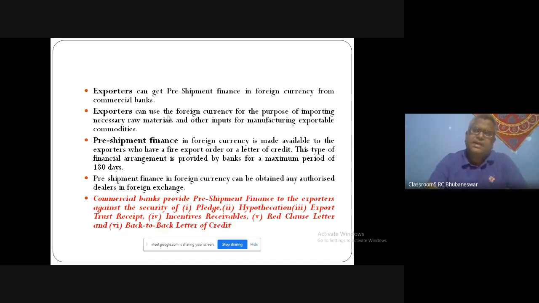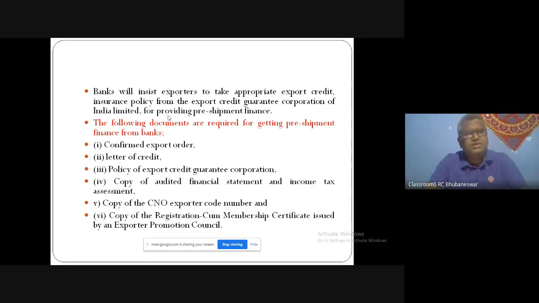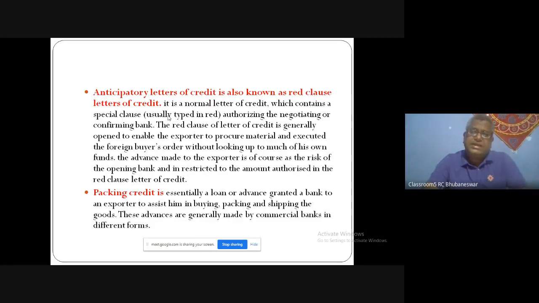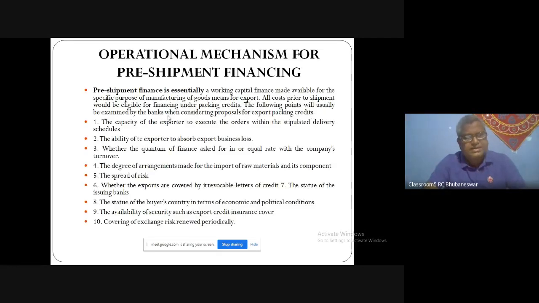There are different types of letter of credit instruments. These are some of the instruments. But my dear students, the bank needs an appropriate export credit, or your policy is there. A confirmed order, a letter of credit, an ECGC credit policy, and a registration membership certificate are needed through which pre-shipment can be done, otherwise it will be wrong. Sometimes there is a red clause letter of credit, and some packing letters. There are other credits and letters through which pre-shipment can be done.